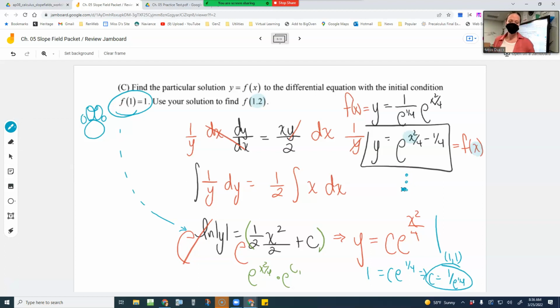Wait, how come you kept the x squared over e to the x squared over 4? Wouldn't you just put in the? Oh wait, no. I haven't plugged in yet. Yeah, I found the C, and so I just put them in, and then I was like, that's gross. I can do exponent properties to make it nicer. That's all.